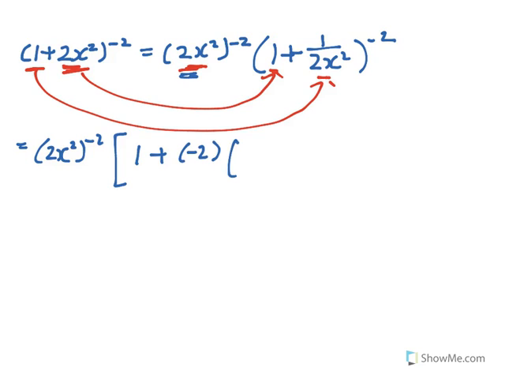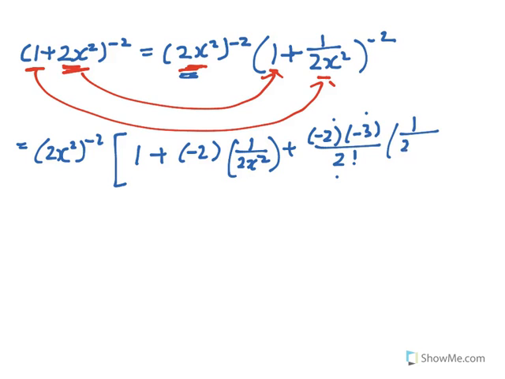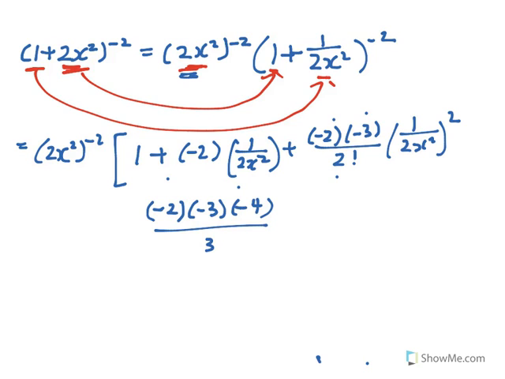So this is 1 over 2x squared, plus negative 2, negative 3 over 2 factorial. Two terms, 2 factorial, power 2. So this is 1 over 2x squared, the variable term, to the power of 2. That's 1, 2, 3 terms; in total we need 4, so let's write one more. It's negative 2, negative 3, negative 4 divided by 3 factorial, 1 over 2x squared to the power of 3.